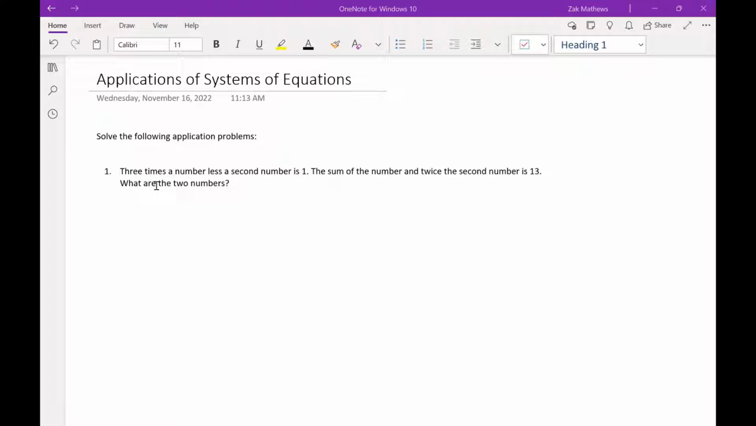3 times a number less a second number is 1. The sum of the number and twice the second number is 13. What are the two numbers?